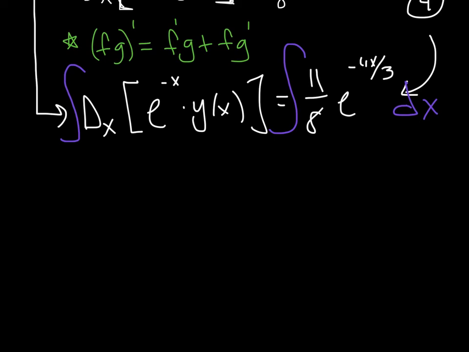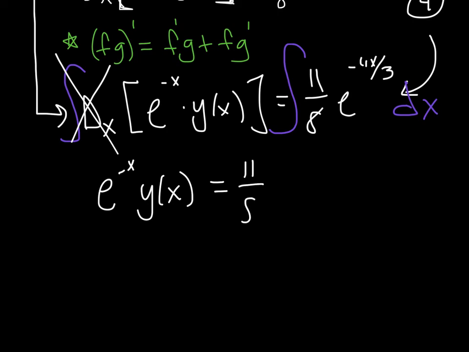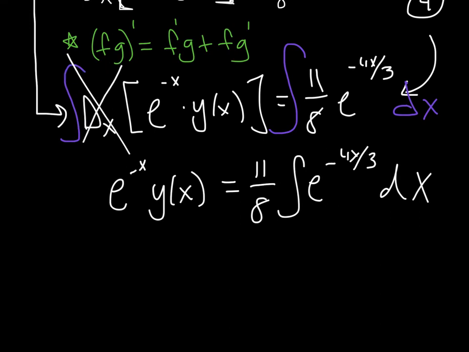And what I want you to see is that the integral and the derivative cancel. So we are left with e to the negative x times y of x equals, and I'm going to take out that constant because we can.